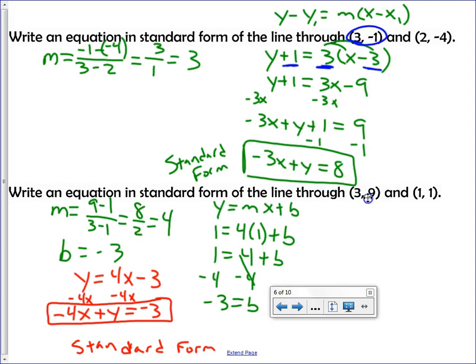Second equation, given 2 points, so I found my slope first. This time I used slope-intercept form. So I started with my slope of m = 4. And I chose to insert (1, 1) in for x and y. Solved to find b, which was negative 3. Since I had negative 3, I substituted that in for my slope-intercept form. And then in that case, I had to subtract the 4x from both sides to get the negative 4x plus y on the left side and negative 3 on the right. Okay, so it works either way. You just got to find out which you're more comfortable with.